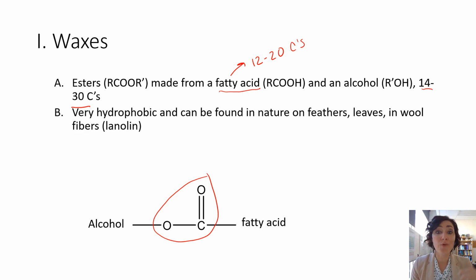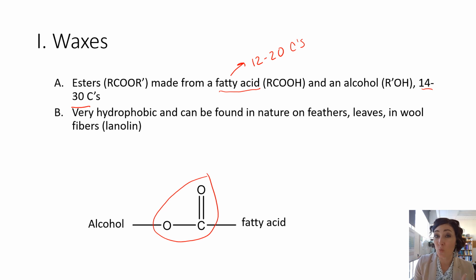Because you have these incredibly long, 12 to 20 hydrocarbon region for your fatty acid, a 14 to 30 hydrocarbon region for your alcohols, these are going to be very, very hydrophobic, a lot more hydrophobic than, say, your fatty acids or anything that we've talked about yet. We find these in nature on feathers. So we talk about bird feathers as being hydrophobic. So they don't interact with water. Water runs right off a duck's back. They're going to be found also on leaves. If you were to handle a leaf, you would notice that it has a waxy coating on it covering the leaf. That's an example of a wax in nature.